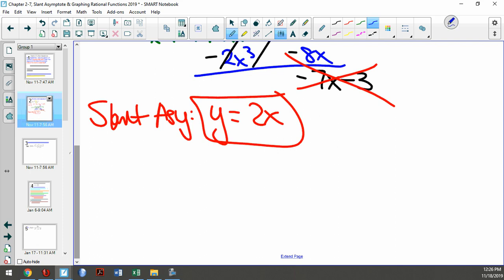Meaning, when you graph your slant asymptote, you're going to start at 0, 0, and you're going to go up 2 units and to the right 1, and then connect it with a dotted line, and that is your slant asymptote. Do we all understand what I just said? You're going to graph it just like you did y equals mx plus b. Okay?